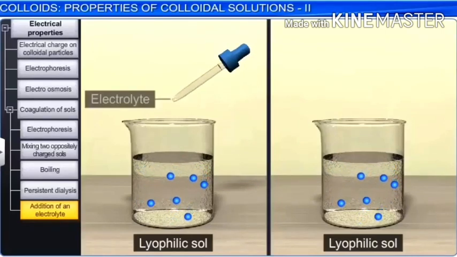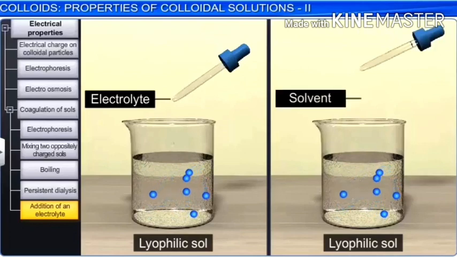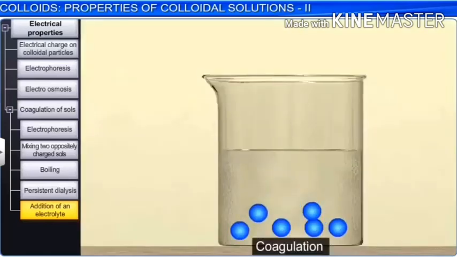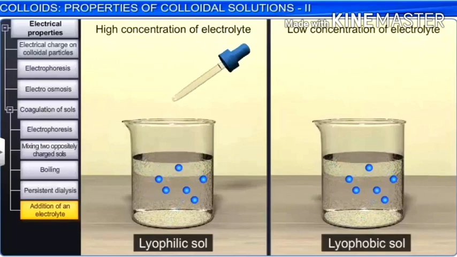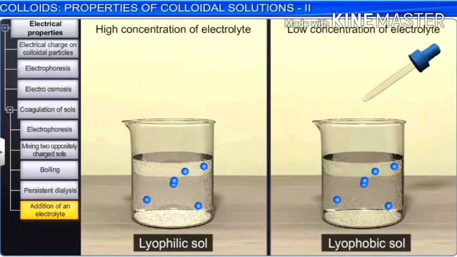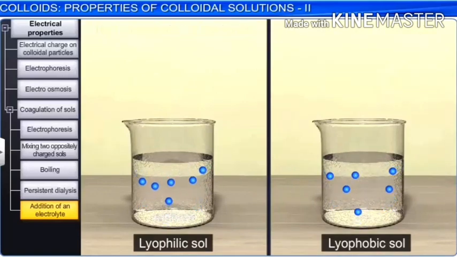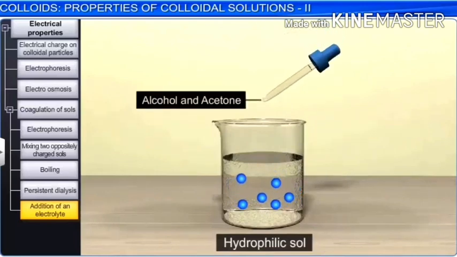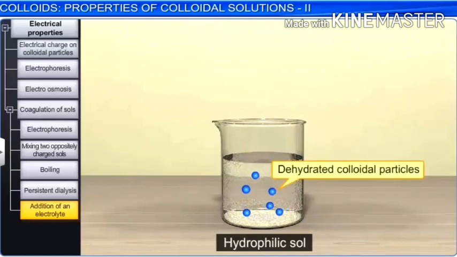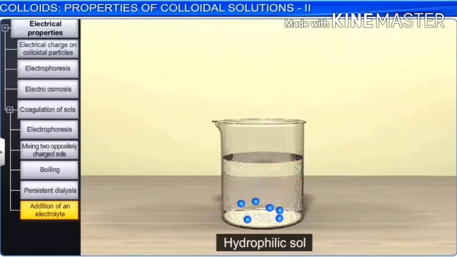Now we know that lyophilic sols are stable, but adding an excess amount of electrolyte or a suitable solvent can cause the coagulation of the lyophilic sol. A lyophilic sol requires a higher amount of electrolyte, but a lyophobic sol requires only a lower concentration. For a lyophilic sol, suppose its solvent is water; if you add a suitable solvent, it can cause the dehydration of the water molecules. When the dehydration takes place, it will get coagulated and settle down under gravity.